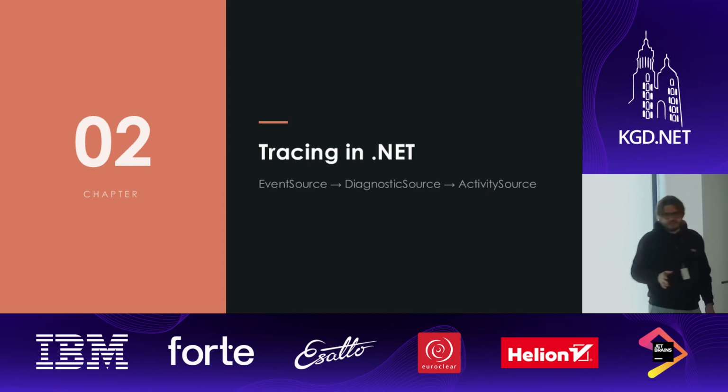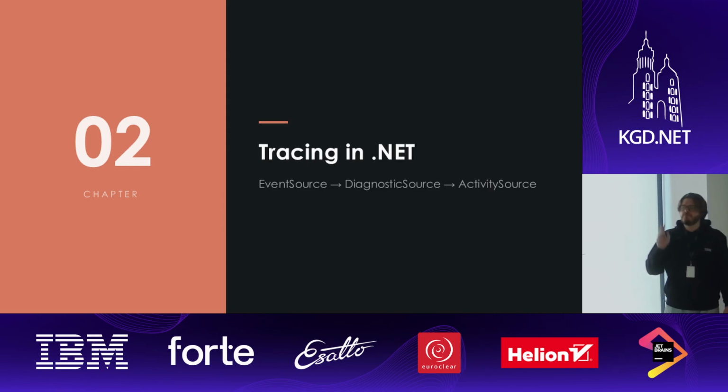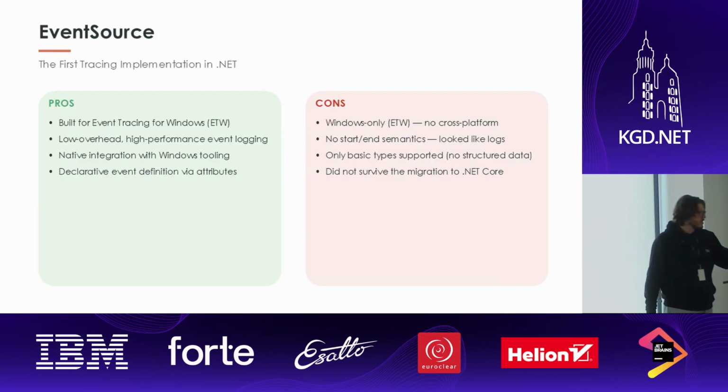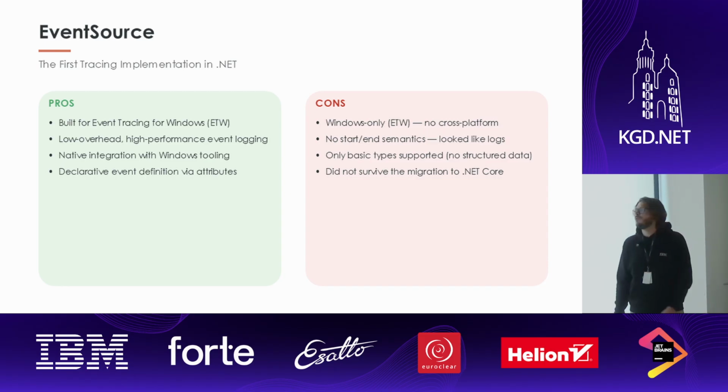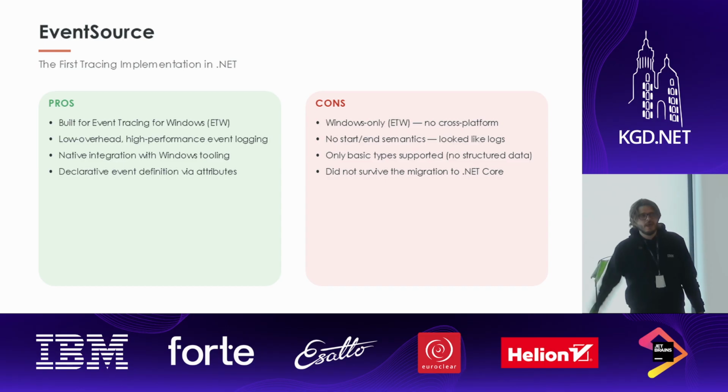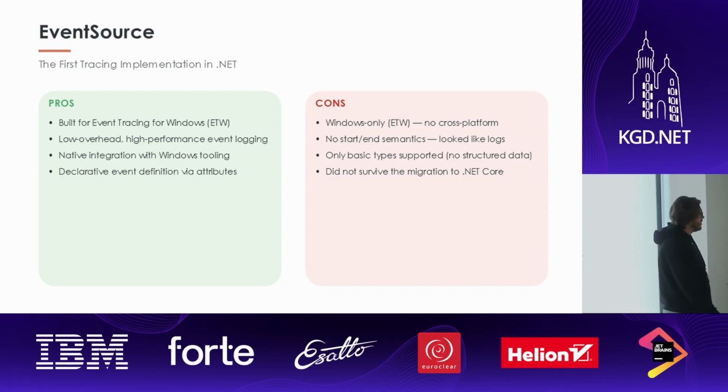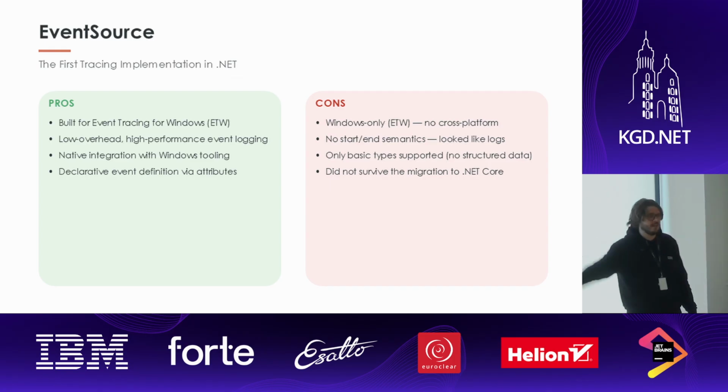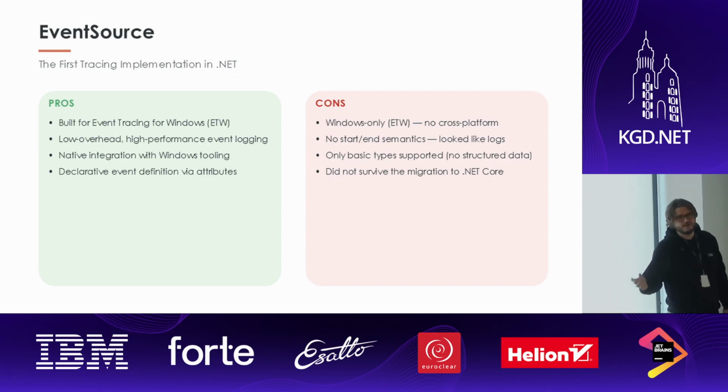Actually, in .NET, we have three iterations, in evolution of tracing. And the first thing which was created by Microsoft, it's event source. Event source was created just to gather events to event tracing for Windows. You maybe can find it in some legacy projects. Honestly, I haven't seen it in my life at all, but maybe you will see it.